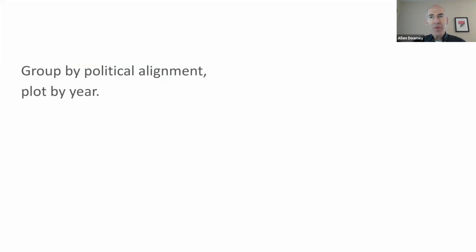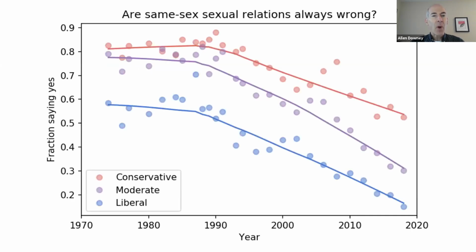So now I'm going to group those respondents, the same as the previous graph, but I'm going to group by political alignment and then plot by year. And what we can see is that the blue line at the bottom is for people who describe themselves as liberal, and they are the least likely to think that homosexuality is wrong. A little bit of a double negative there. They have the most positive attitude toward homosexuality.